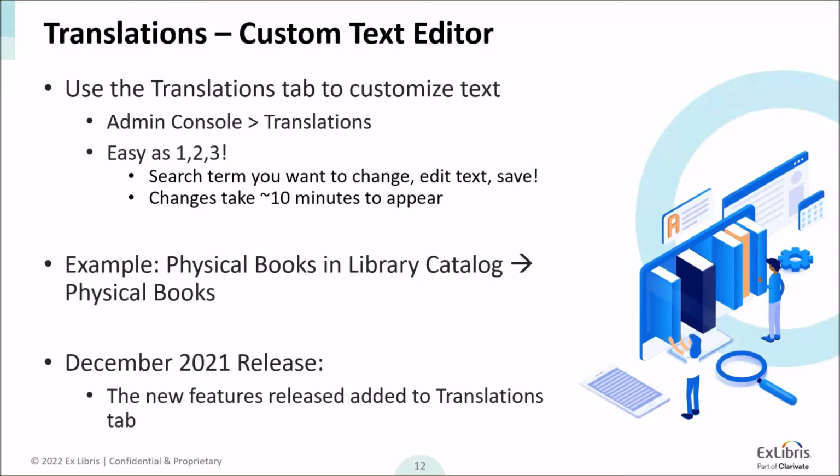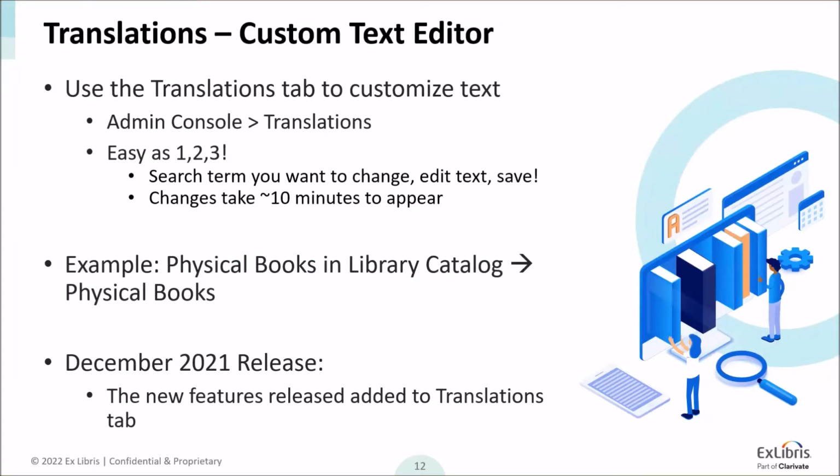If a string of text is too wordy, you can change it. So for example, we have our physical books and library catalog facet. You can go ahead and edit that using the translations tab to just say physical books, and that's how it will appear in your site.